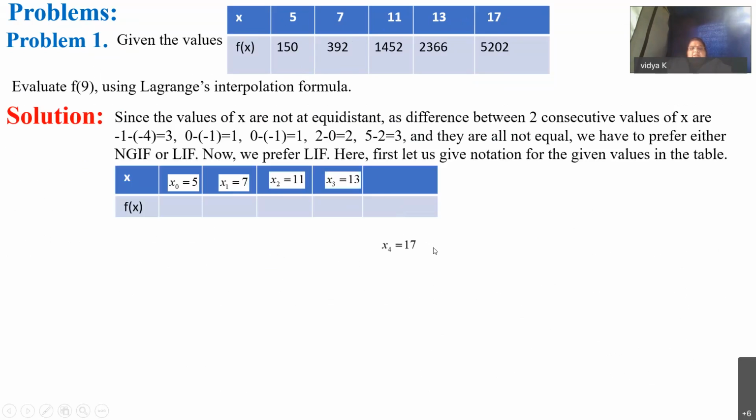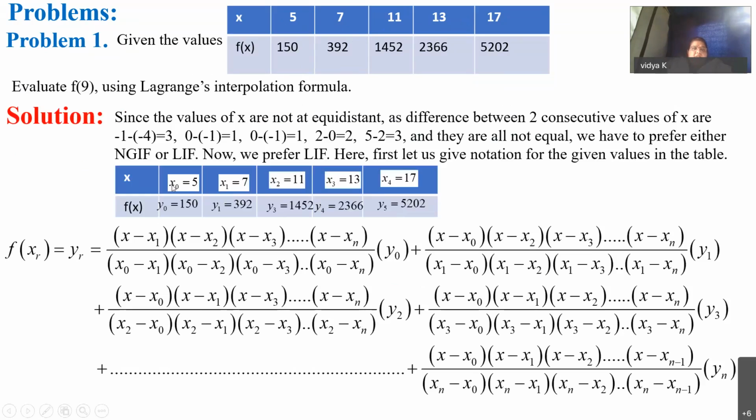The beauty of Lagrange's is we are not doing any table there, but here mentioning the notation is very, very important. Otherwise, every time you go for substituting, you may make a mistake. So if the notation is clearly written along with the values, then by mere mechanical checking you can substitute the particular value properly. So that is the advantage.